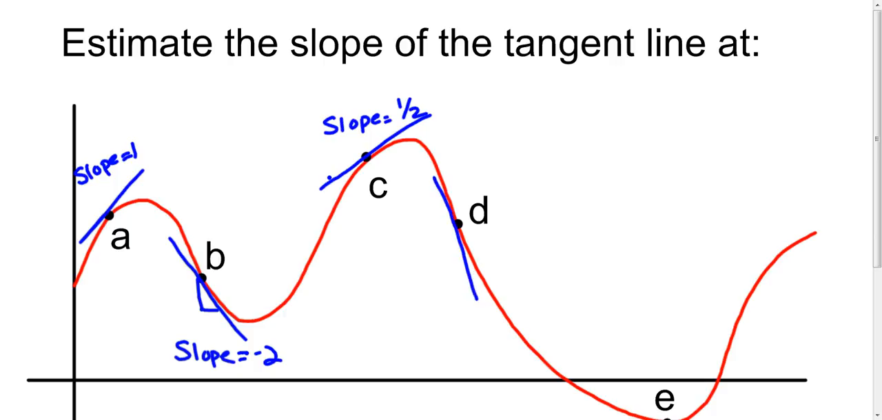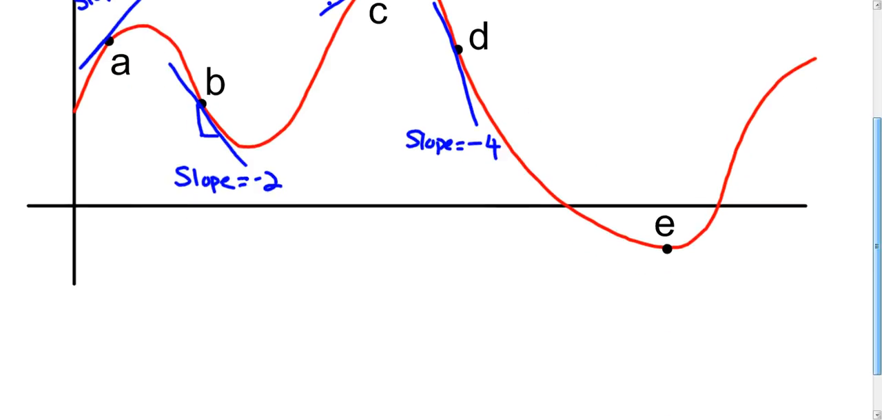Steep right here too. Let's say your slope is -4. I don't know. Okay. And then down here at point E, your tangent line would look like this. And on a horizontal line, your slope is 0.